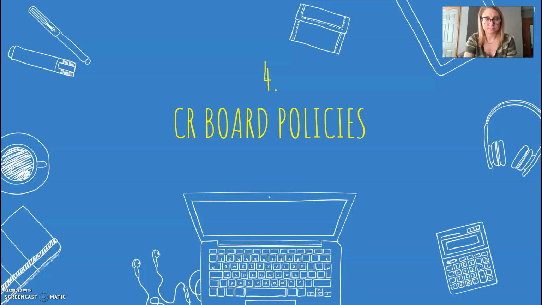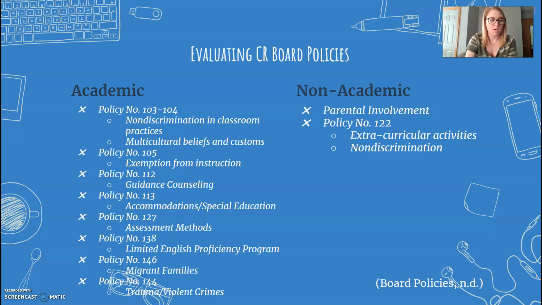Next, we have our board policies. We have a range. I have them listed. A few of our academic board policies that I want to touch on are our non-discrimination within the classroom and our multiple cultural beliefs. We also have exemption policies for religious reasons. We have policy number 127, which is on assessment methods and how to accommodate families and students. We have a specific policy for migrant families and trauma and violence victims. As far as non-academic barriers, we have a policy on extracurricular activities.